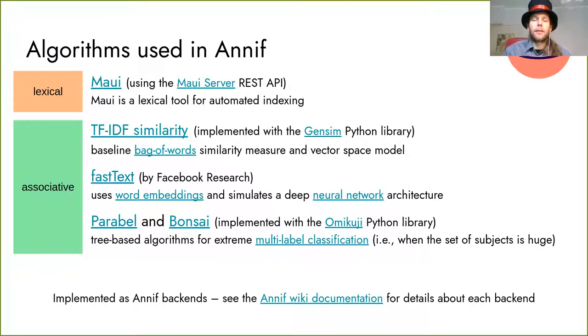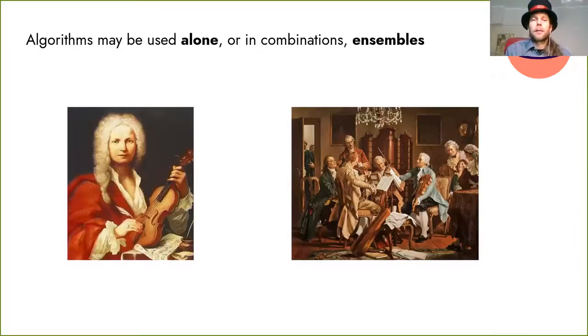These are implemented in Annif as what are called backends. So Annif is more of a framework where different algorithms can be plugged in. And in Annif, these algorithms can be used either alone, just a single algorithm at a time, or in a combination, which is called an ensemble. To make an analogy with musicians, the algorithm can be either a solo player or more like a quartet, like here, or quintet. And usually, or almost always, an ensemble is better than its parts. When you combine algorithms, they usually cover for each other's deficiencies, and the combination is stronger than any of the individual ones.